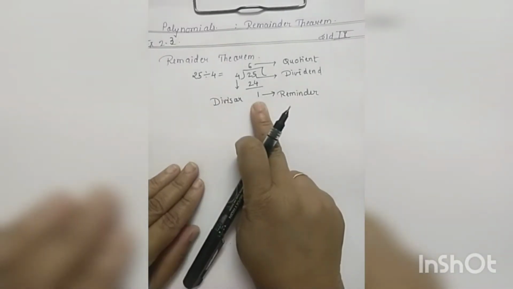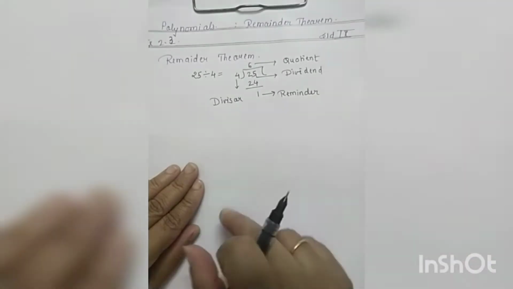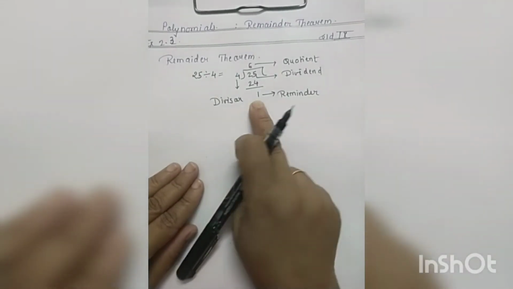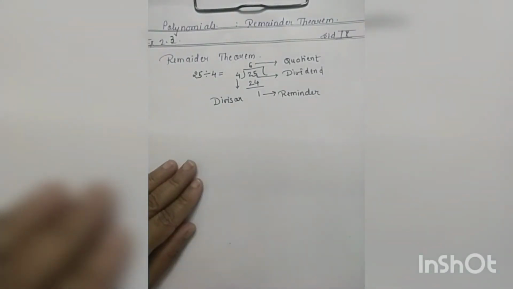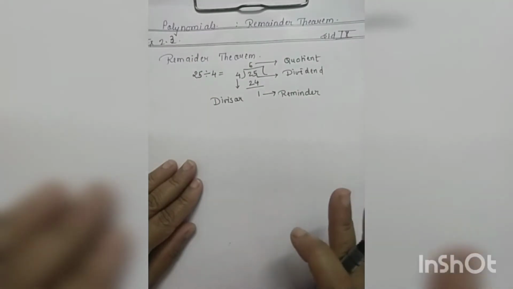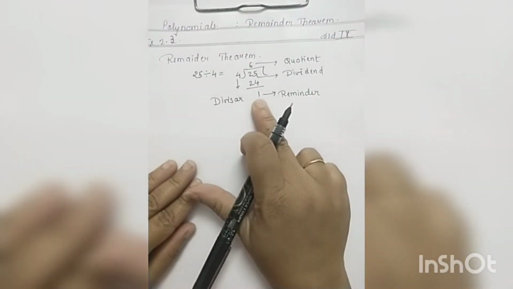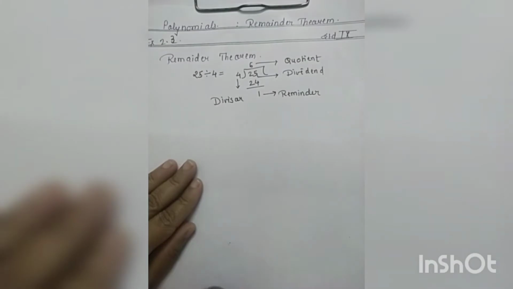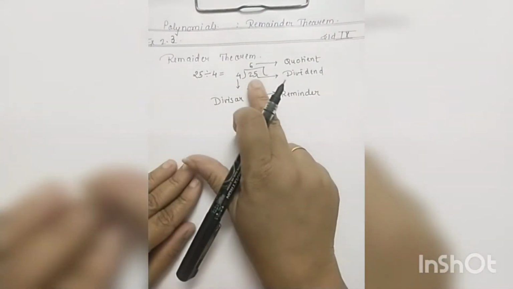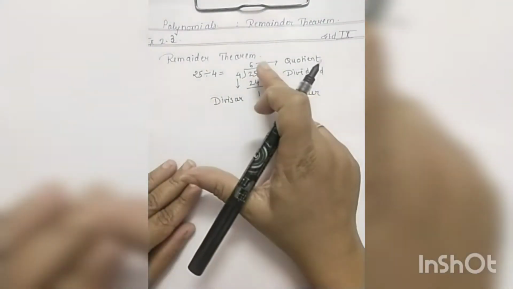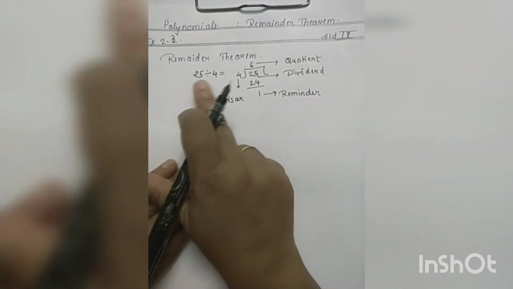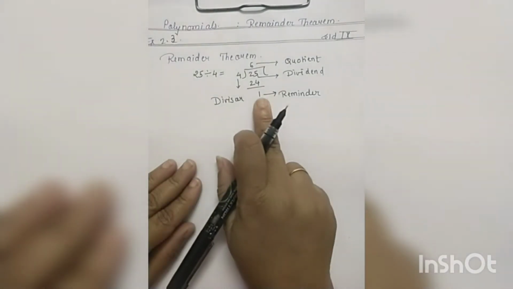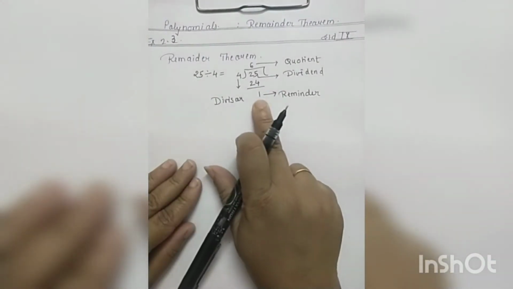So this remaining one we call the remainder, and whenever there is a remainder we say that this number is not a factor, that means it is not divisible by 4. If the remainder were 0, then we would say yes. For example, if instead of 25 I had taken 24, 24 divided by 4, the remainder would be 0. So I would say that 4 is a factor of 24. But here it is not divisible. 1 is remaining, and this remaining is called the remainder.